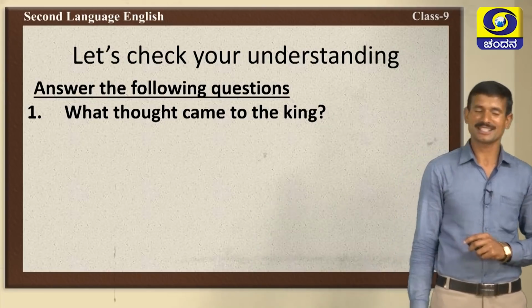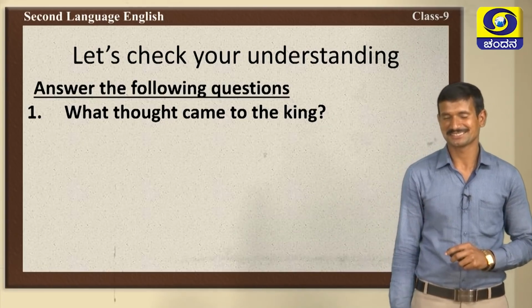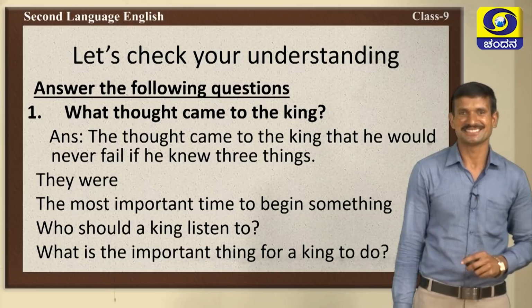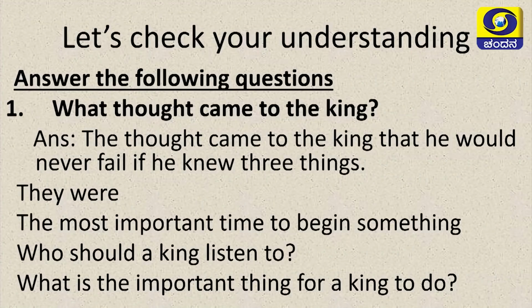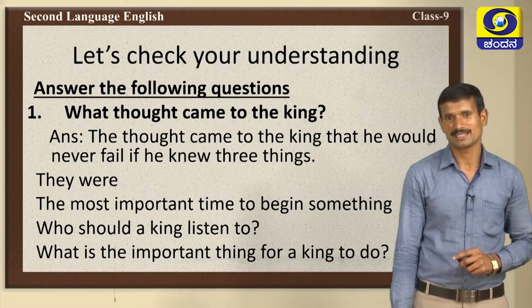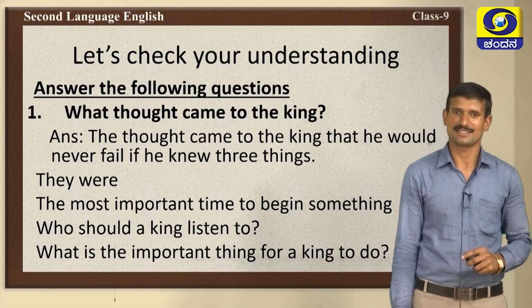What thought came to the king? Yes, very good. The thought came to the king that he would never fail if he knew 3 things. The 3 things are the right time to begin something, who a king should listen to, and what is the most important thing for a king to do. These are the most important things. The king wanted to know the answers.